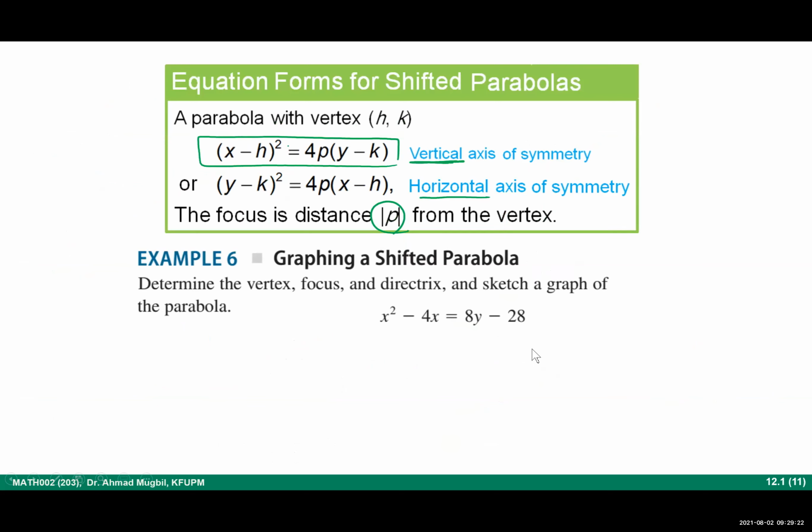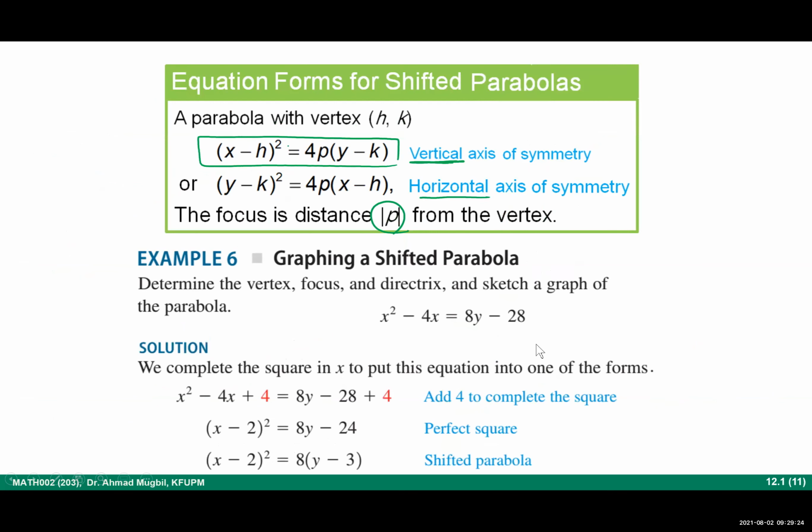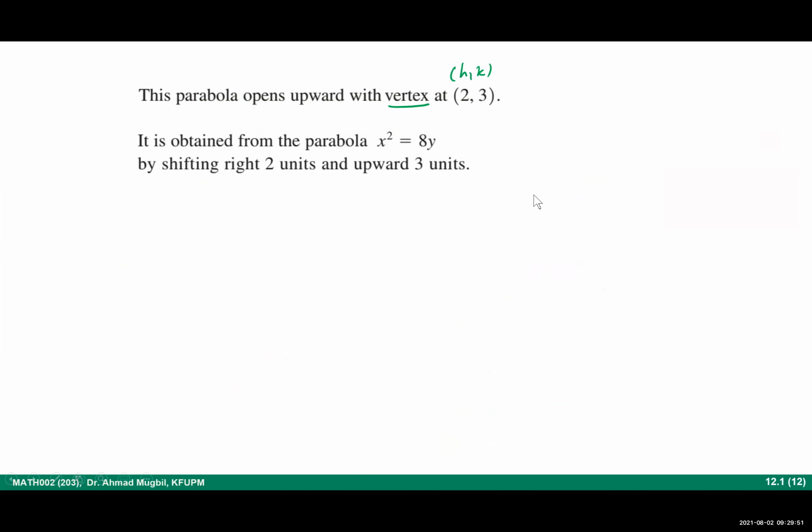And we solved this example at the end of the previous class. If you remember, we just need to complete the square for x. Then we write it in the standard form to compare it with this form. You can know that h is 2, 4p is 8, so p is 2, and k is 3. So this is h and k, the vertex. And of course, if you have the vertex, you have everything.